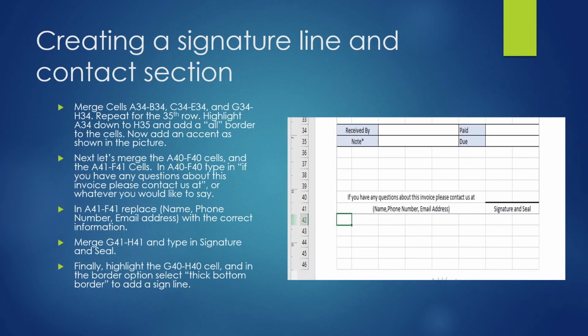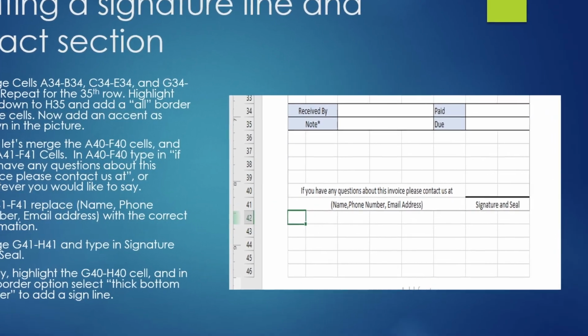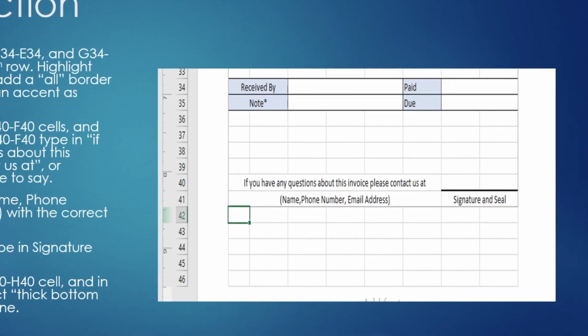Merge cells A34 through B34, C34 through E34, and G34 through H34. Repeat for the 35th row. Highlight A34 down to H35 and add an all border to the cells. Now add an accent as shown in the picture.